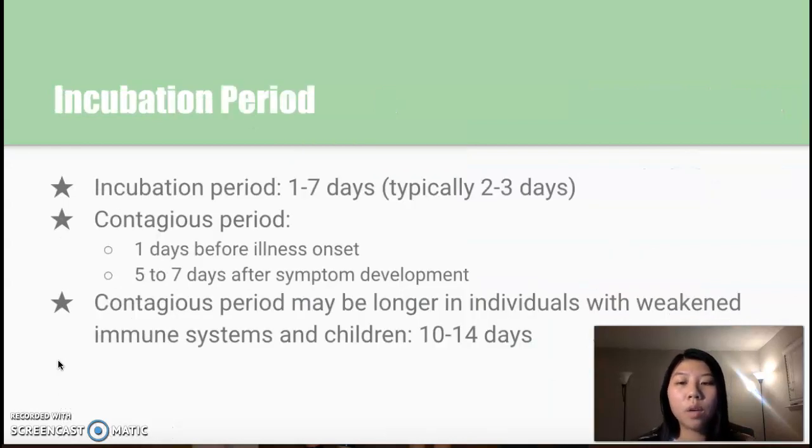So the incubation period is typically between 2 to 3 days, but it can occur between 1 and 7 days in some people. So the contagious period is 1 day before the illness onset, and then 5 to 7 days after symptoms start developing. Something that is different about the H1N1 virus is the contagious period may be longer for individuals with compromised immune systems and for children. The contagious period would be between 10 and 14 days.